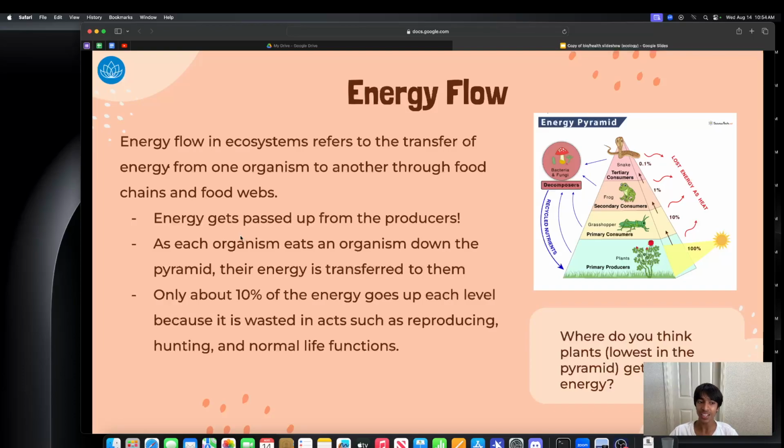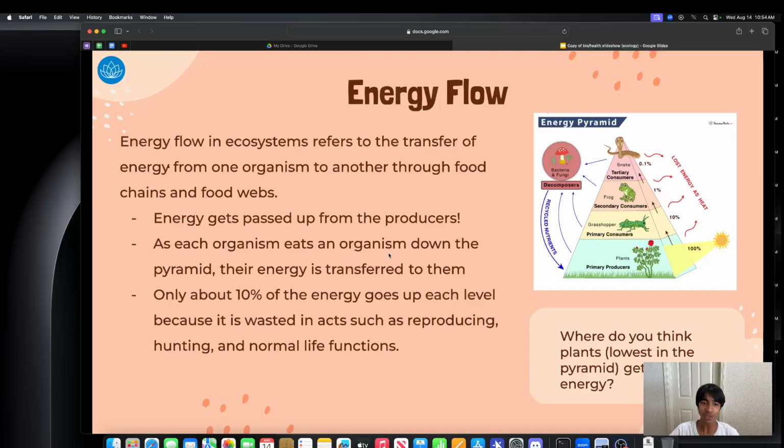So the plants are taking in sunlight, right? They're taking in sunlight and making chemical energy for themselves, and then other things will consume the plant and get energy from it, right? So without the sun, the plant cannot get energy. So the sun is the OG source of energy.